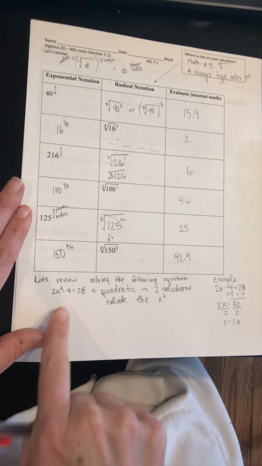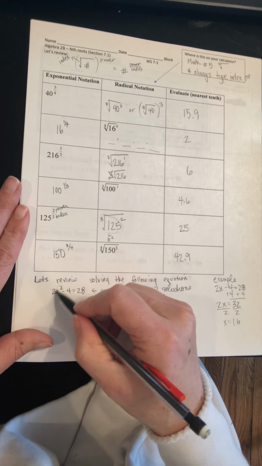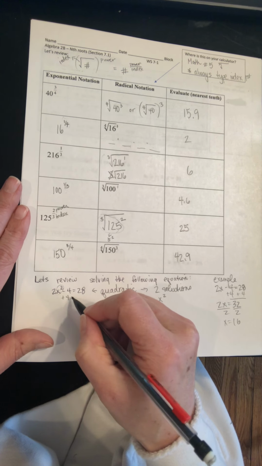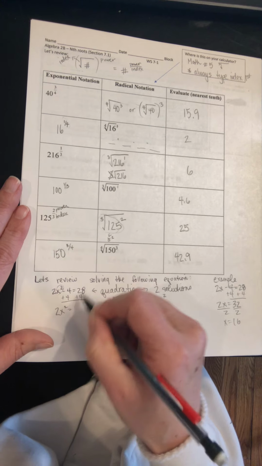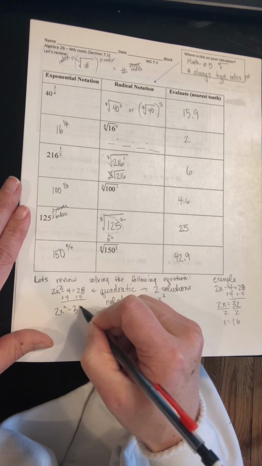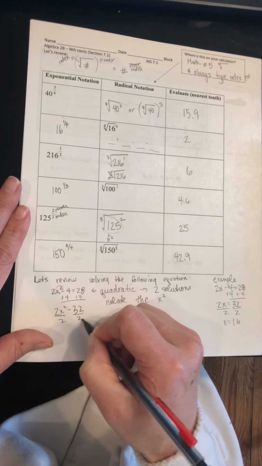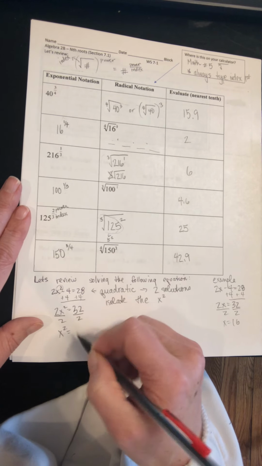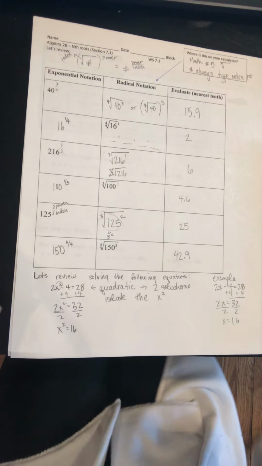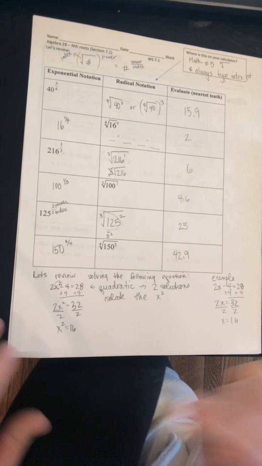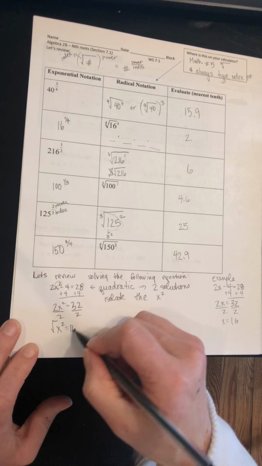I'm going to do exactly the same thing here. So I'm going to isolate this x squared. You always do the addition or subtraction first, right? We got 2x squared equals 32. Divide by 2, just like I did before. And then the only additional step, like we've done before, is we have to square root that, and do the opposite of squaring, which is square rooting.